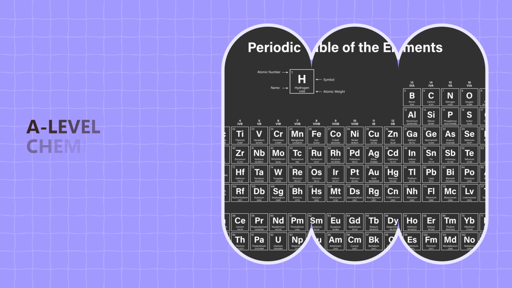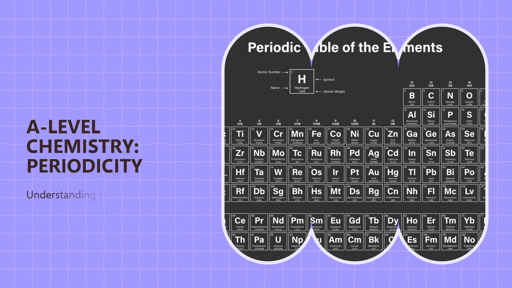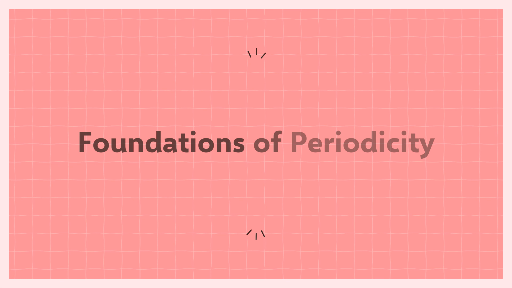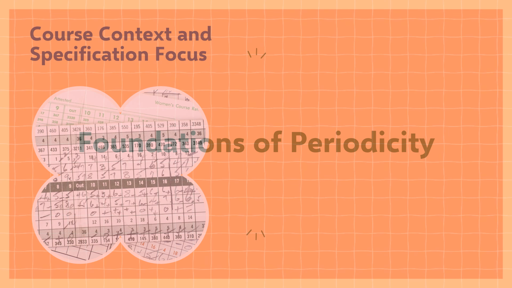Welcome to Periodicity in A-Level Chemistry. In this topic, we will explore how the properties of elements change across periods and down groups in the periodic table. Course context and specification focus: development of the periodic table.